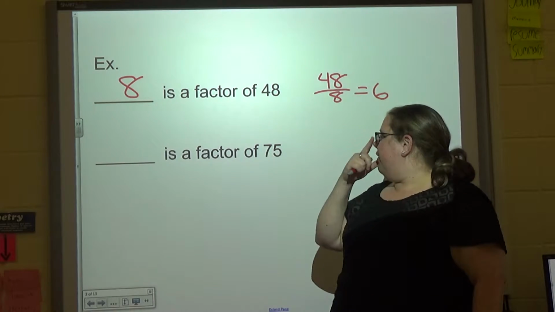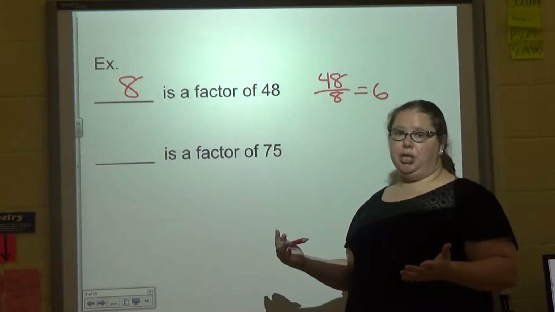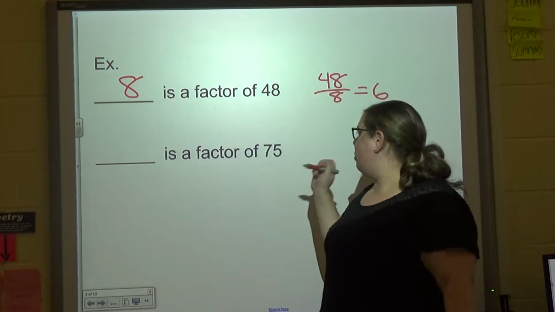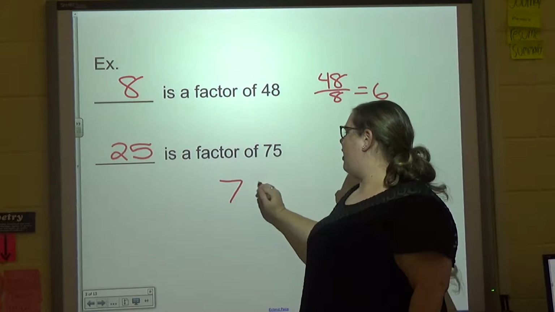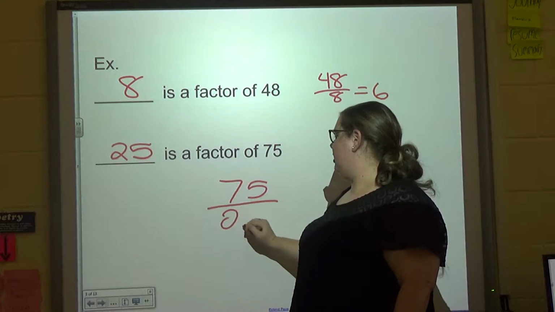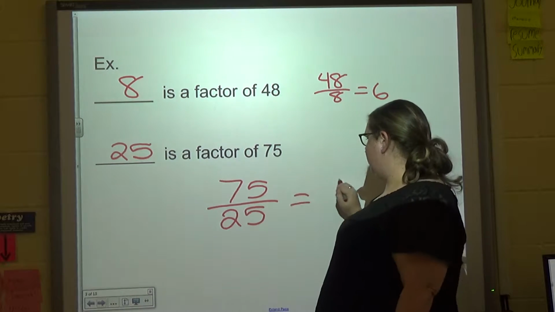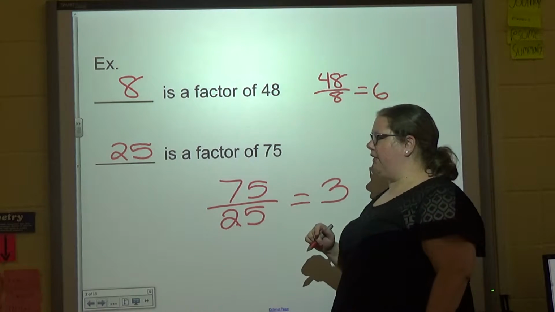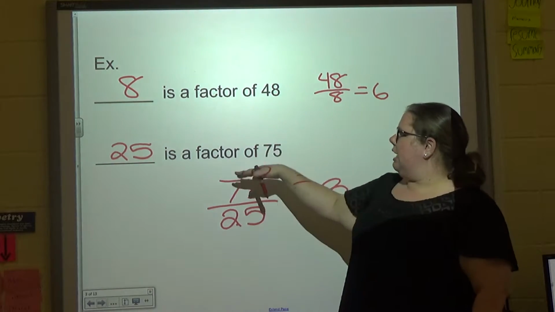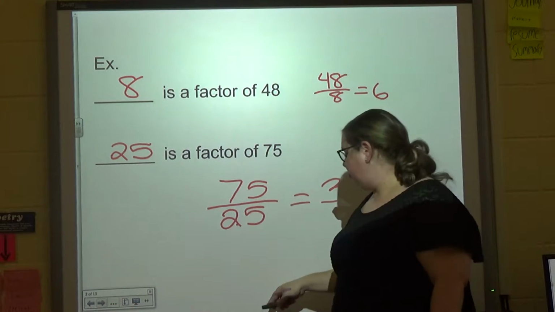Blank is a factor of 75. There's a lot of options. I'm going to pick 25 because I know if I have 75 cents, I have 3 quarters, right? 3 quarters equals 75 cents. So these are examples of what a factor is.